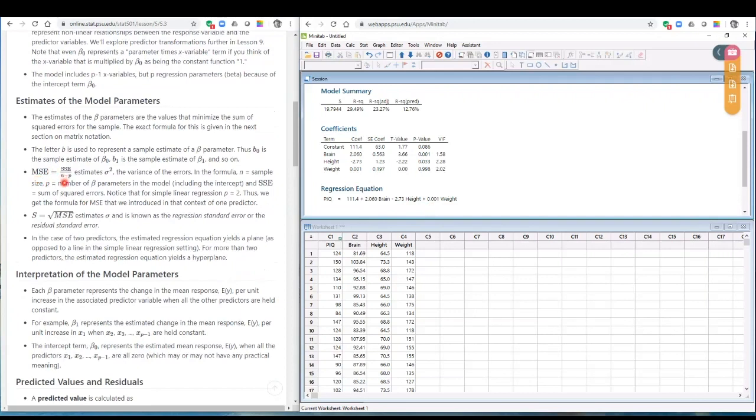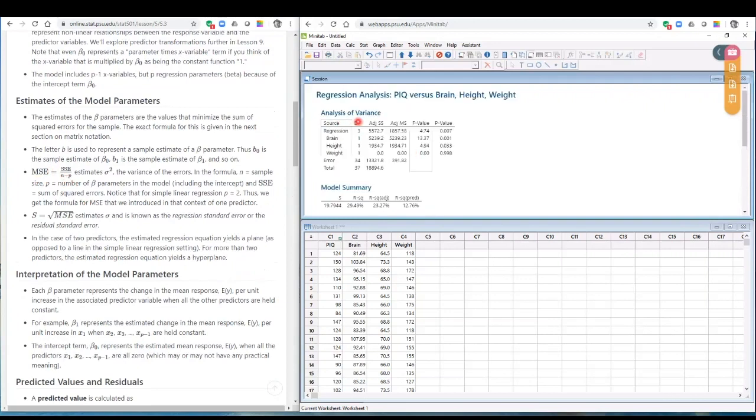Mean square error here, the sum of squared errors divided by n minus p. So we would find that in the analysis of variance table. So the sum of squared errors is in the error row, the sum of squares column. So 13,321.8, that's SSE. N minus P, so N is the sample size, which is 38 in this case. We have 38 observations. And P is the number of beta parameters in the model, including the intercept. Okay, so we've got 3 predictors. So 3 beta parameters for each of the predictors, plus the intercept term. So P is 4. So N is 38, P is 4. 38 minus 4 is 34. So that's this number here. Error degrees of freedom, N minus P, 34.